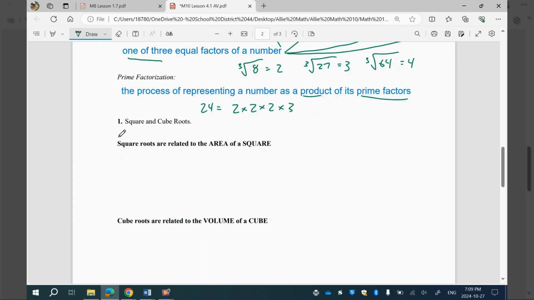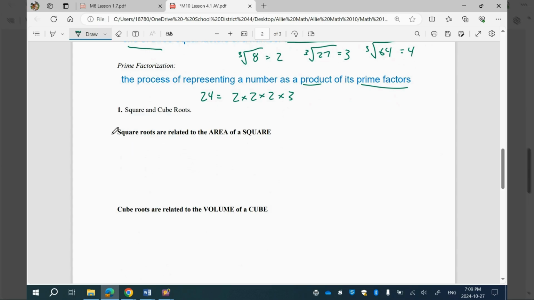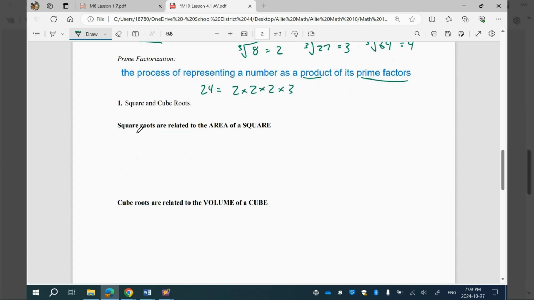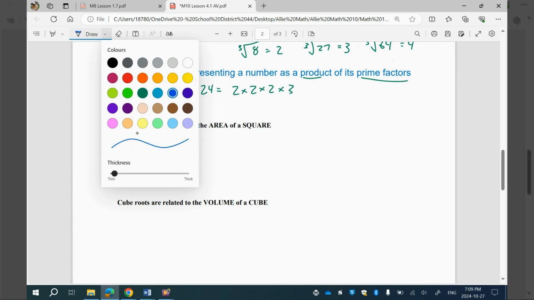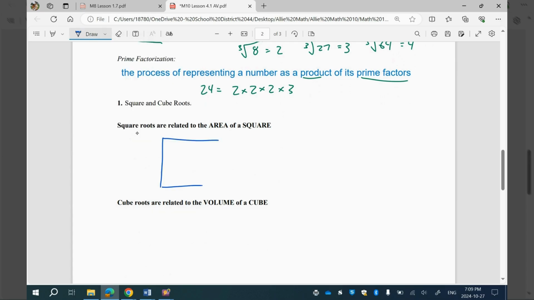Some more info on square and cube roots. Square roots are related to the area of a square. So if I have a square like this, we say the area equals 169 centimeters squared. To find the area, we would do side length, SL, times SL. So the area is side length times side length, which is equal to side length squared.